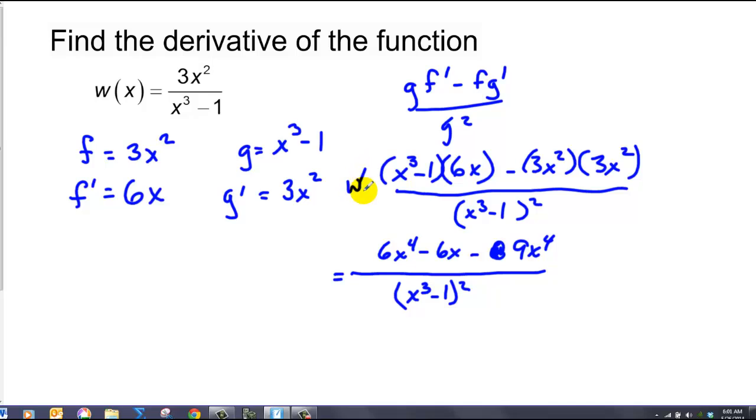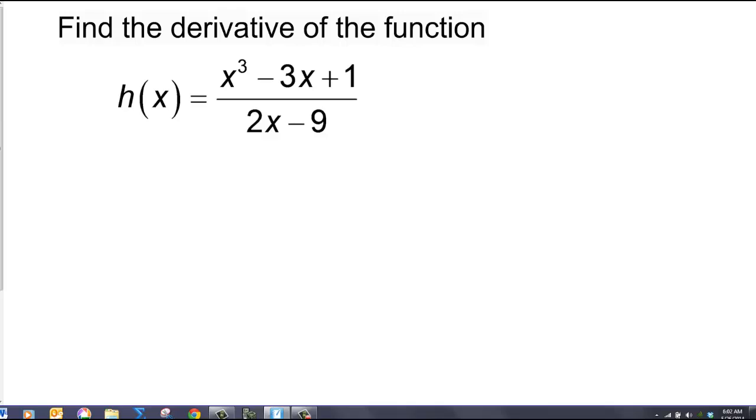That's w prime. So, adding like terms, I get negative 3x to the 4th minus 6x over, I'm just going to leave this because nothing's going to reduce cleanly, x cubed minus 1 quantity squared. And that is w prime. Let's do a couple more for practice.